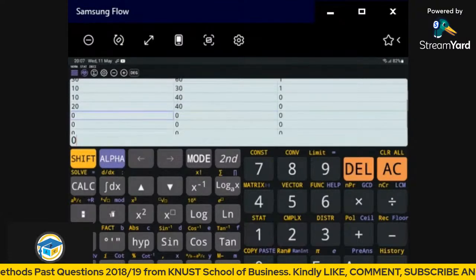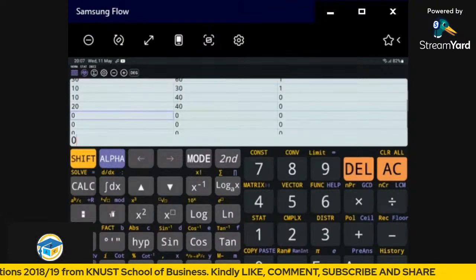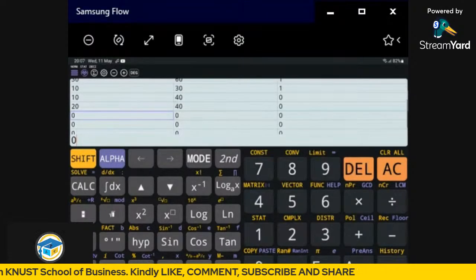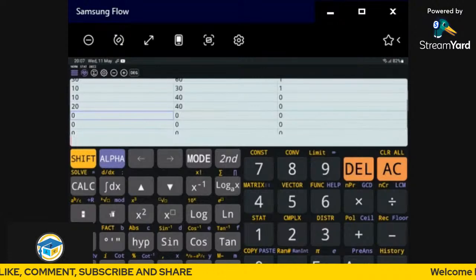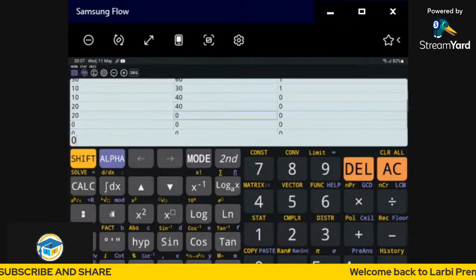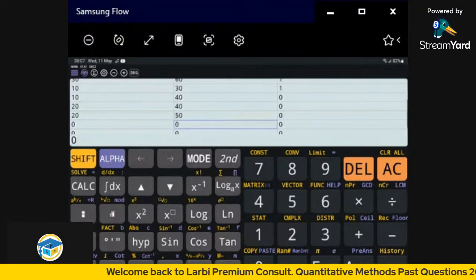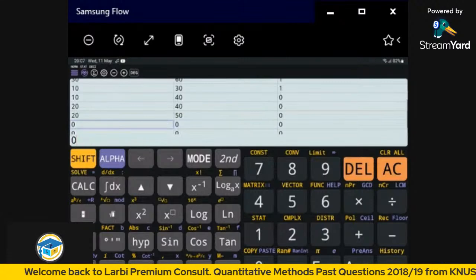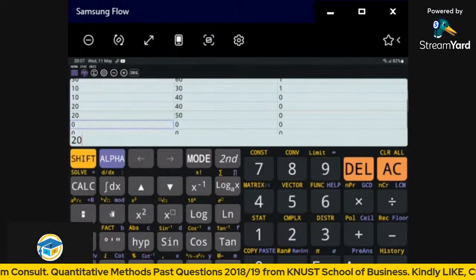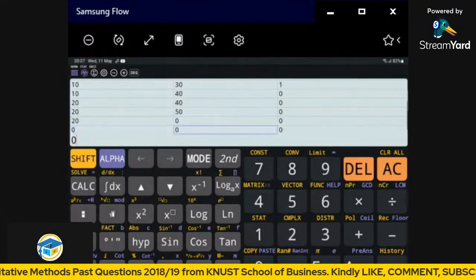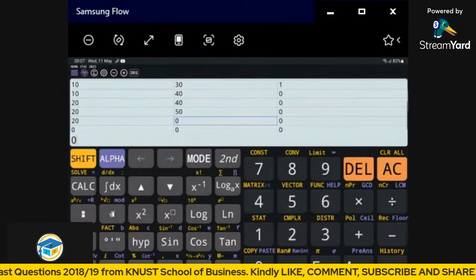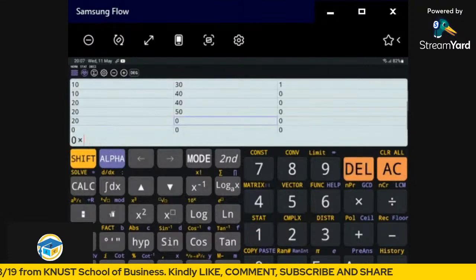Then you continue. We made 20 calls, and the laptops sold were 50. Then the last 20 calls, and the number of laptops sold at this point was 30.